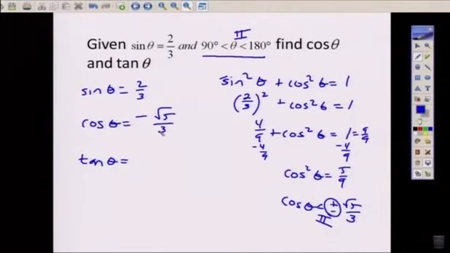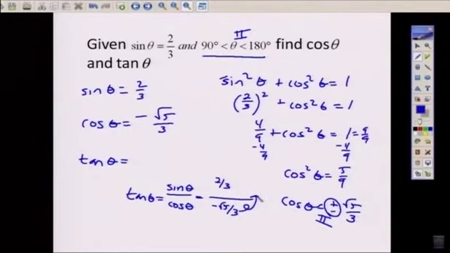Then to find tangent, we can use our new identity that says tangent is sine divided by cosine. So sine is 2/3. Cosine is negative square root of 5 over 3. When dividing fractions, invert and multiply. So 2/3 times negative 3 over square root of 5 equals negative 2 over square root of 3, which we can simplify with.